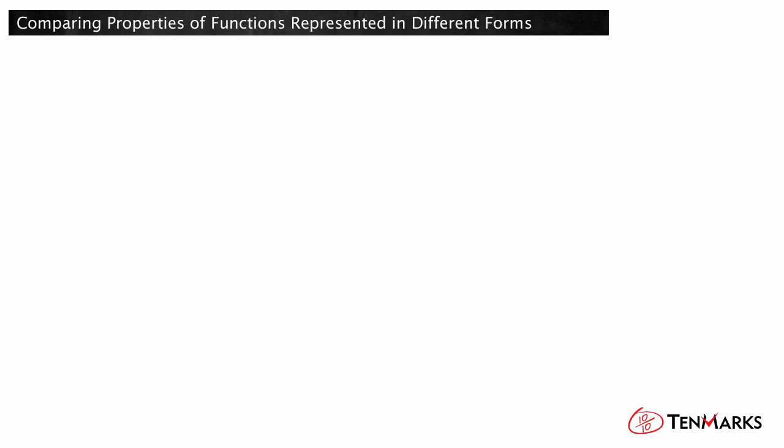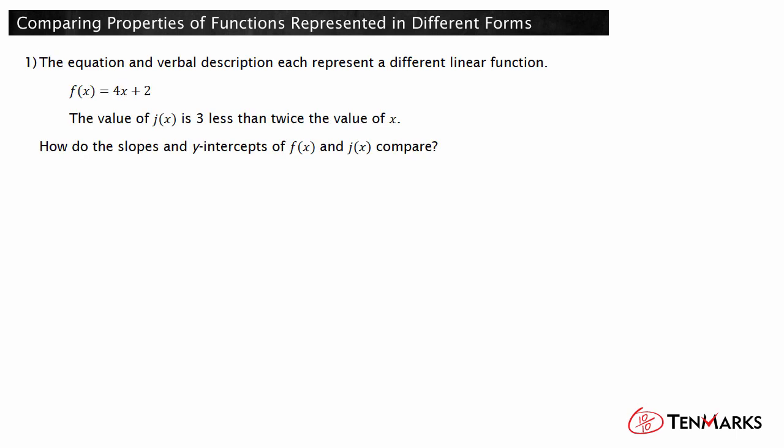Let's look at an example of how to compare different representations. The equation and verbal description each represent a different linear function. How do the slopes and y-intercepts of f(x) and j(x) compare? First, determine the slope and y-intercept for each function. The equation is already in the form f(x) = mx + b, so the slope is m, which is 4, and the y value of the y-intercept is b, which is 2. The y-intercept is (0, 2).